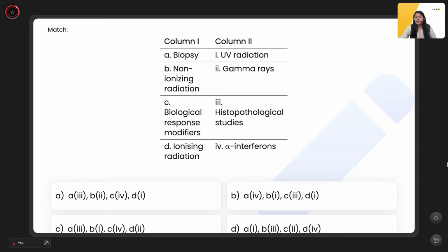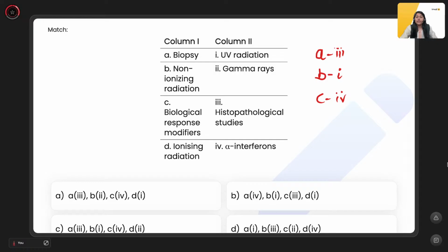Okay, so this one is from human health and diseases. Biopsy, you know, biopsy is related to histopathological studies. Okay, so A would be 3. B, non-ionizing radiation. Now you should remember that UV radiation is non-ionizing radiation, and X-rays and gamma rays are ionizing radiation. Okay, so non-ionizing radiation is going to be UV radiation. Now biological response modifiers, this is your alpha interferons.